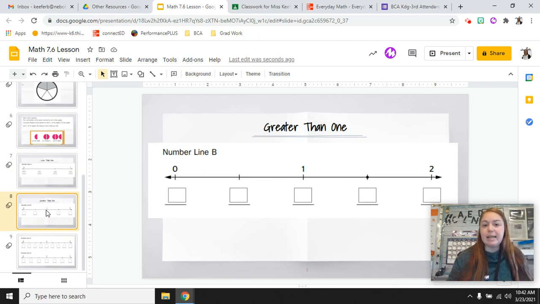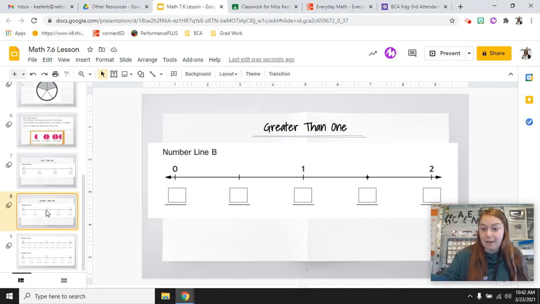Number line B is getting into the idea of a number greater than 1. So think of our apple slices. We had half, we had 2 halves, which is 1 whole, and then we had 3 halves, which was 1 whole, and then an extra half. So that number is greater than 1.